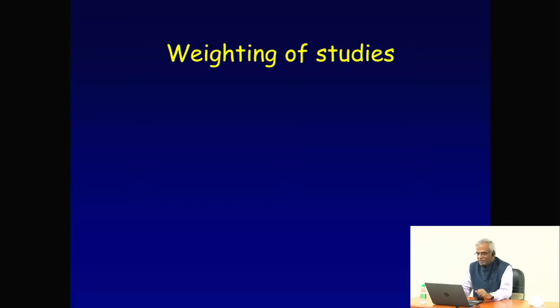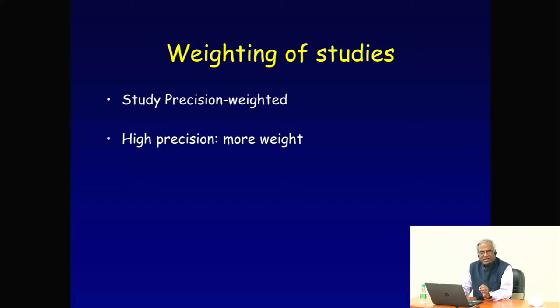So why don't we say, nobody says this, but I say that the study is precision weighted. Can we say this? It is weighted according to precision. If there is high precision, then more weight. In the previous example, studies 1 and 2, which one had higher precision? Study 1 or 2? 2. So high precision got more weight. Low precision, less weight. Right? Can't we say this? So we can say precision weighted.